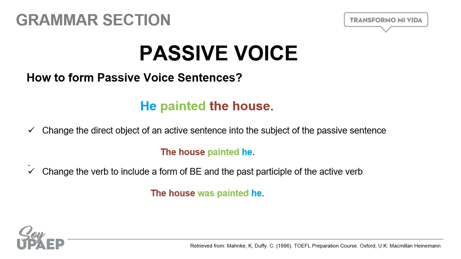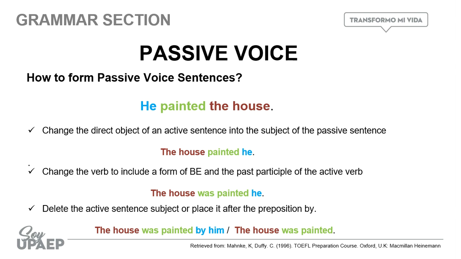Then, what do we do next? We have to change the verb in order to have the verb to be in the tense of the sentence plus the past participle. For example, in this case, the sentence is in past simple. So that's why we have the house was, because the sentence is in past simple, painted he. So again, this sentence is still not correct. So remember, we need to put the verb to be in the tense of the sentence plus the past participle.